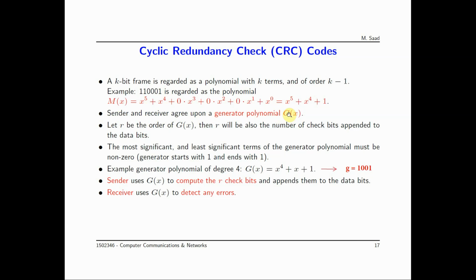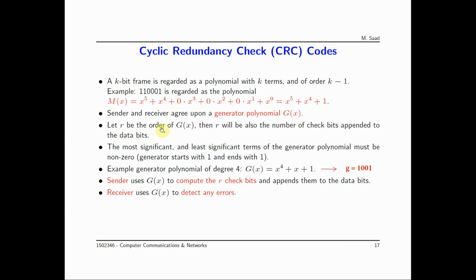They use the same generator polynomial, and we know that the generator polynomial is also equivalent to a generator binary sequence. That generator polynomial is used by the sender to create or generate the check bits. Once these check bits are appended to the data, the whole thing is sent as a transmitted sequence. When that sequence arrives at the receiver, it will use the same generator polynomial to decide whether there are transmission errors or not.